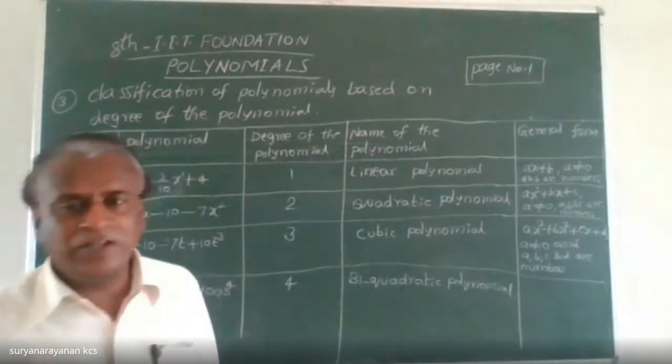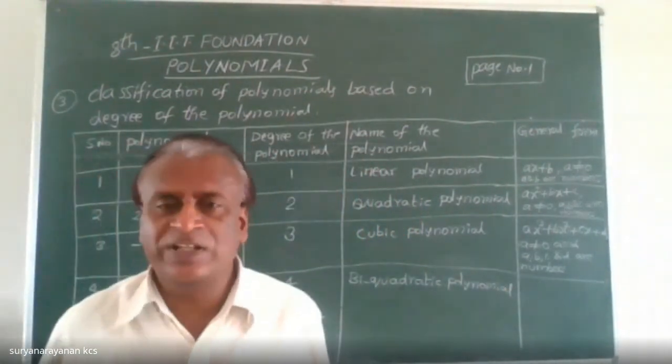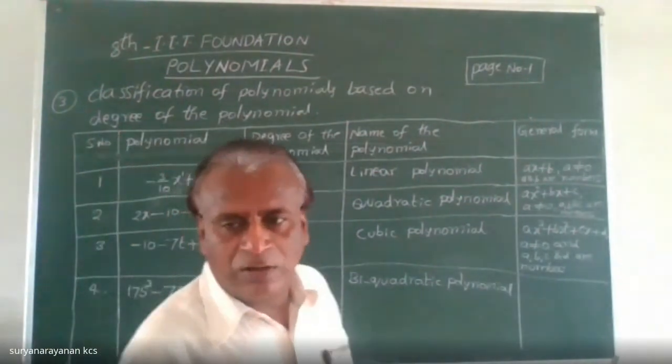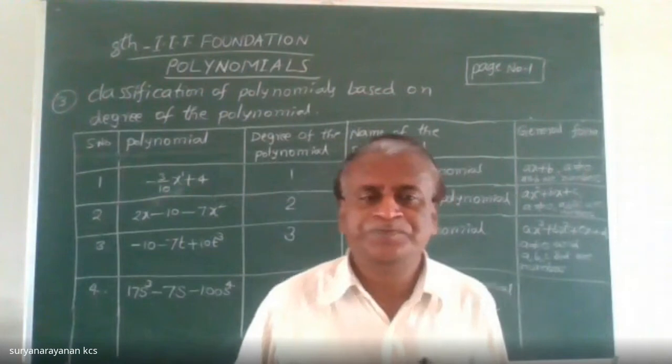If the degree of the polynomial is 4, then the polynomial is called a biquadratic polynomial. Now, let us write the general form.